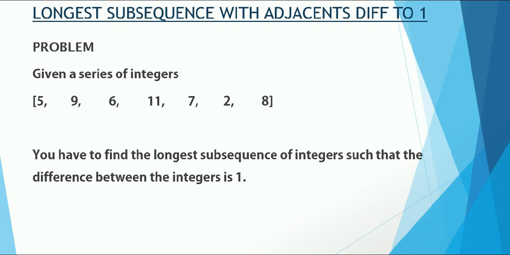It will be very clear when we see the solution of this series of integers, the longest subsequence of integers which is going to give us the difference as 1. So the solution is 5, 6, 7, 8. As you can see, the difference between any two integers here is 1. So the difference between 5 to 6 is 1, 6 to 7 is 1, and 7 to 8 is 1.